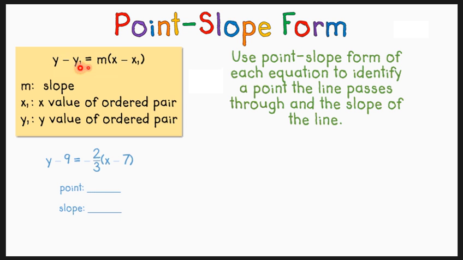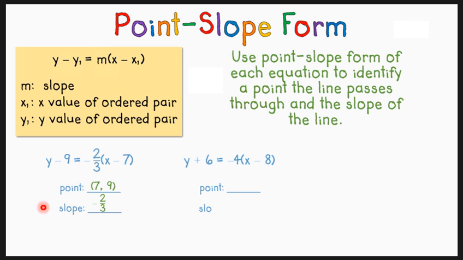So given the equation y minus y1, we can recognize that our y value is the 9, and in the equation x minus x sub 1, that our x value is the 7. So as an ordered pair, we would write this as 7, 9. We can then notice that our slope is the m in the equation. So our slope in this equation is negative 2/3.